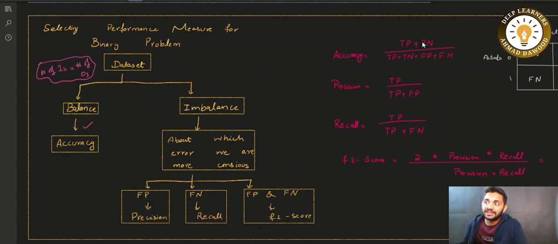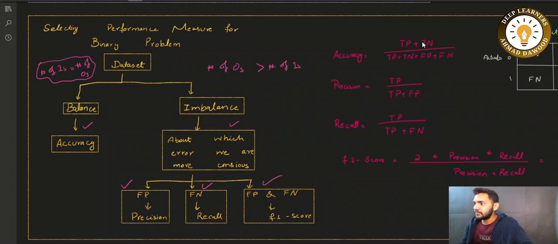Second, if you have an imbalanced data set, meaning you have more zeros compared to ones in your actual data set, then you can say it's an imbalanced data set. And in that case, you have to ask which error you are more conscious about. If you are more conscious about false positives, you should prefer precision score as your evaluation metric, and you want a model which has high precision and good recall. Whenever you are more concerned about false negatives, you should prefer high recall and good precision. Whenever you are conscious about both errors, you should choose F1 score.